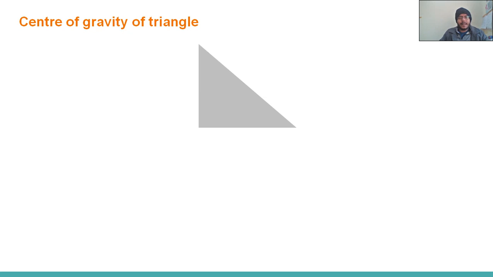Center of gravity of a triangle. In the previous lecture, I told you that this is the right angle triangle. It's called right angle triangle because one of the angles is 90 degrees. This is 90 degrees. Suppose its height is h and its width is b.